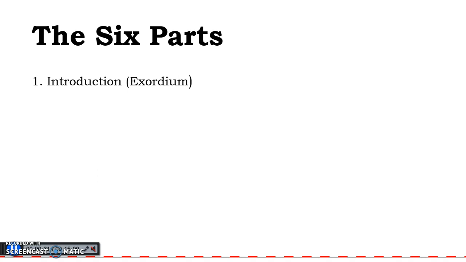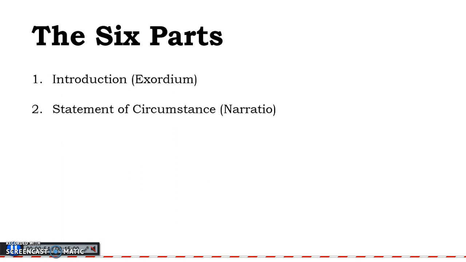It's a viable organizational scheme for the modern academic writer. There are 6 parts of an oration or a speech or any text put together according to the classical model. The first part is, of course, the introduction, or according to the Latin nomenclature, exordium. This is where we introduce our audience to our subject.